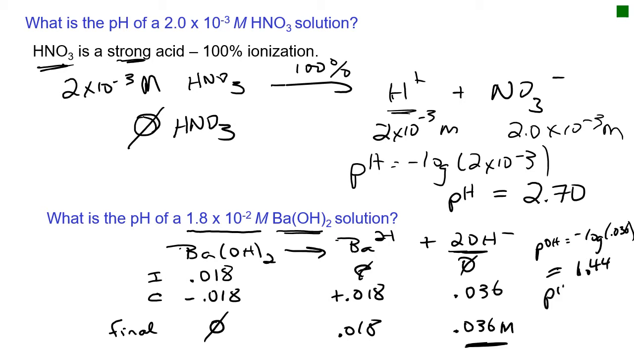We know that pH plus pOH is 14. So if we take 1.44 and we subtract it from 14, we're going to get pH is equal to 12.56.